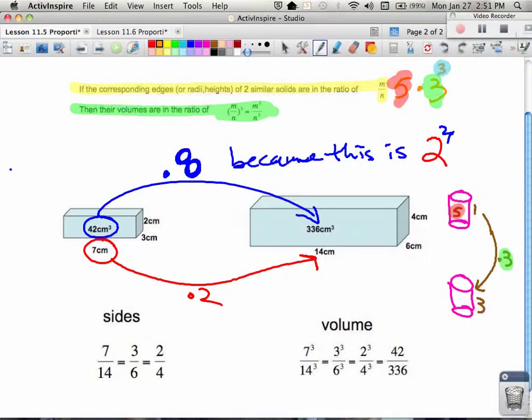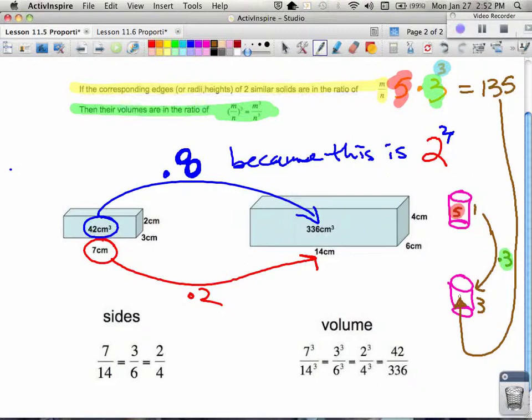Now, if I do this and I multiply that out, I would find out that the volume of that second cylinder, that is 5 times 3 to the 3rd power, would be a total of 135. And so that's the volume of this bottom pink cylinder. So when you're working with sides, it's linear. They call it m to n. When you're working with areas, it's square. That's m squared to n squared. And when you're working with volumes, it's cubes, m cubed to n cubed.